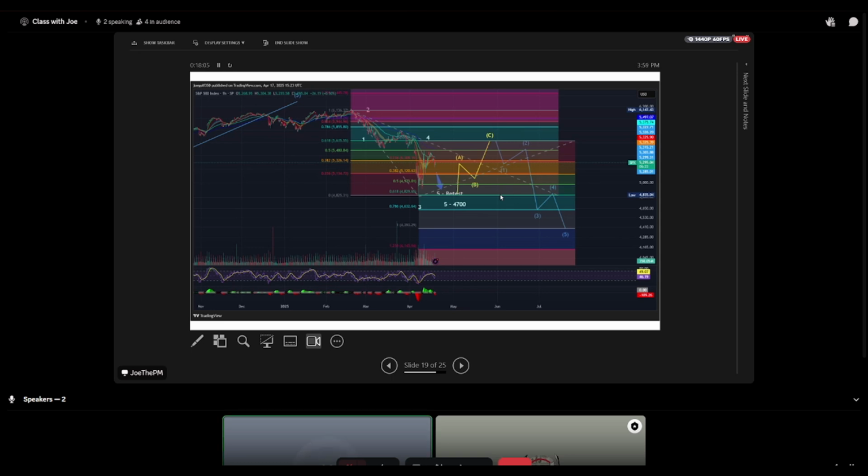So the key levels you've got to watch again is that low there. It's very rare that you don't see a retest of the low and the market just rips back up.